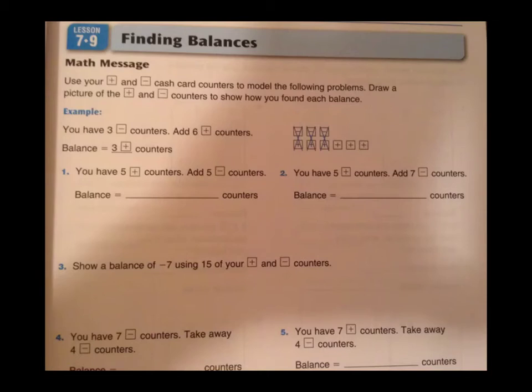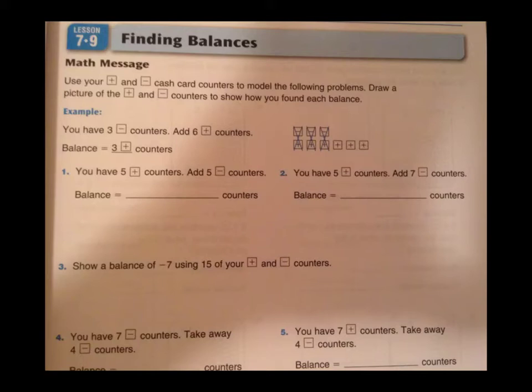With lesson 7-9, we continue to add and subtract, continue to add positive and negative numbers. And the way we're doing it to make it simpler is that we're using these little cards, these little symbols that we're going to draw out like this to help us understand what it really means to add or subtract.